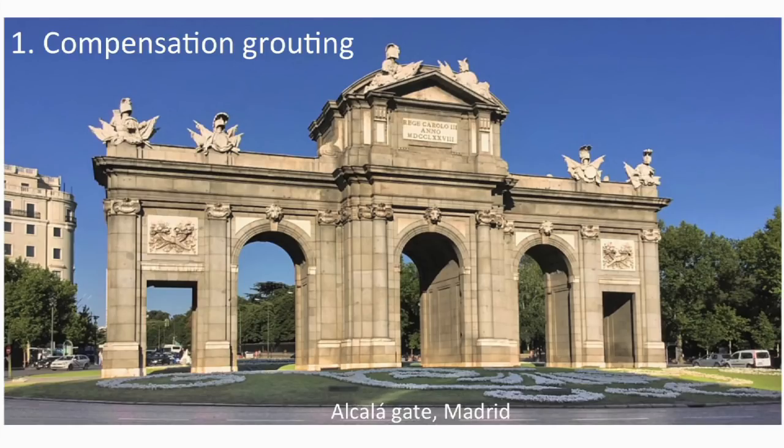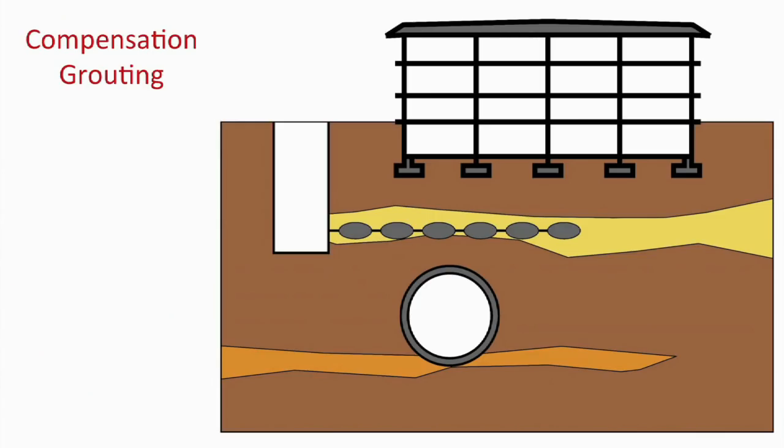This is the Alcalá Gate in Madrid, and I bring this here because 3 years ago there was a tunnel actually being built right below this garden here, and this monument was protected by compensation grouting. Now, the idea of compensation grouting is quite simple. If the tunnel introduces some vertical displacements, you try to counteract that by introducing some volume that increases the volume around some particular points, and then you compensate the displacements.